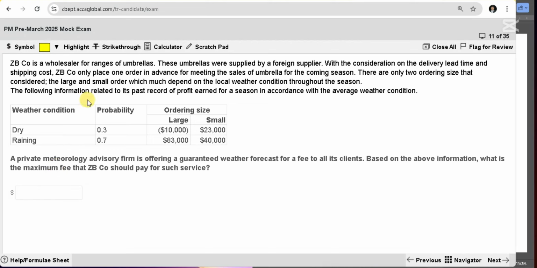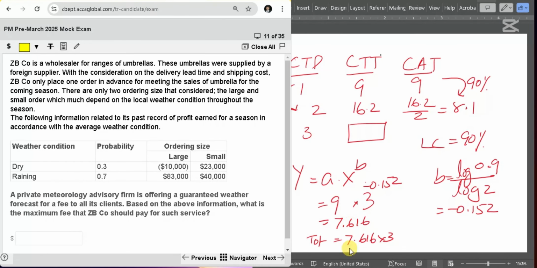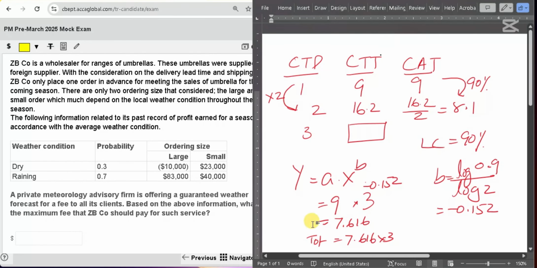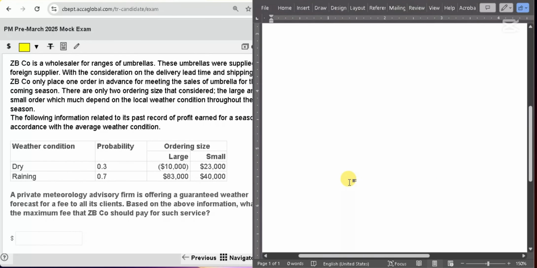What is the requirement? Long data, read the requirement and go back. Private meteorology advisory firm is offering a guaranteed weather forecast for a fee to all its clients. Based on the above information, what is the maximum fee? Value of information they are asking. How do you find value of information? You take EV, expected value without information, expected value with information, and get the answer.